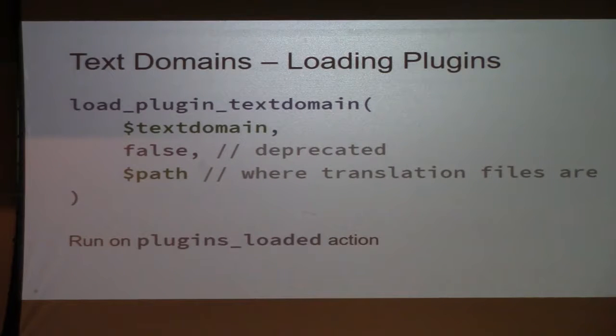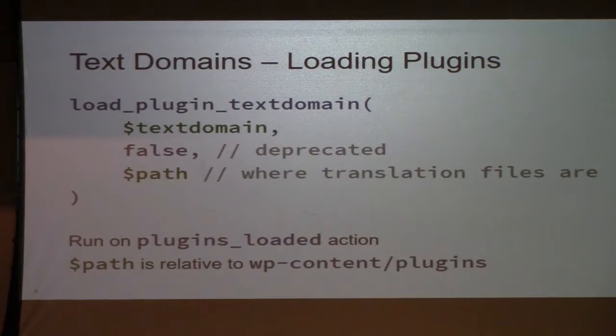This is where it gets a little confusing. The path here is relative to the plugins directory, not absolute. So relative to wp-content/plugins. So if you have, you know, my-plugin, it would be my-plugin/languages, or wherever your translations are located.